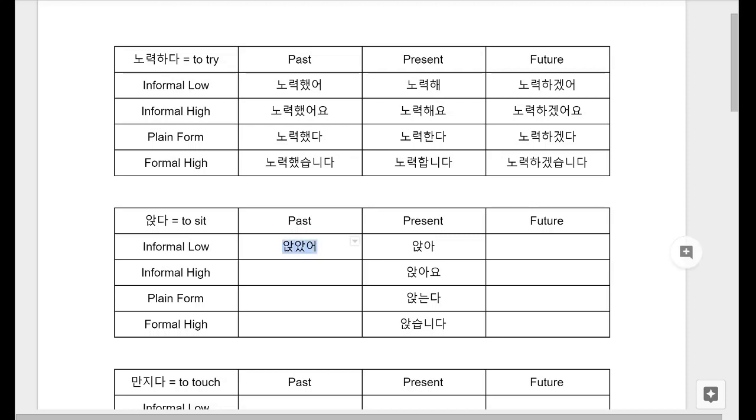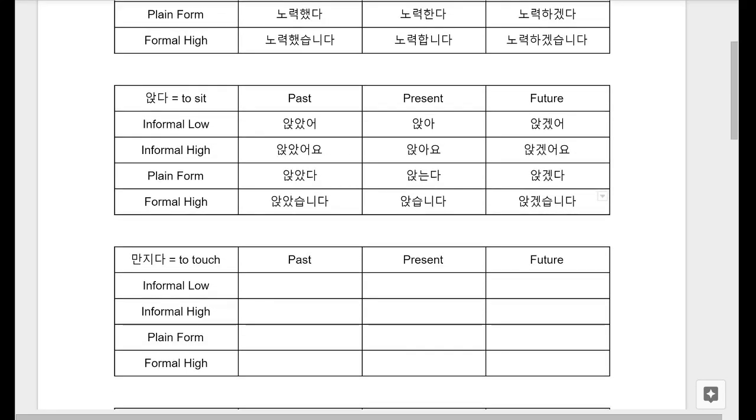And the informal high is going to be the exact same, but with yo at the end. The plain form is going to be the exact same, but with ta at the end. And the formal high is going to be the exact same, but with 씁니다 at the end. In the future tense, again, it's very, very simple. All I need to do is add this, followed by the correct formality. So in this case, it's going to be 않겠어, and then here 않겠어요, and then here 않겠다, and then here 않겠습니다.